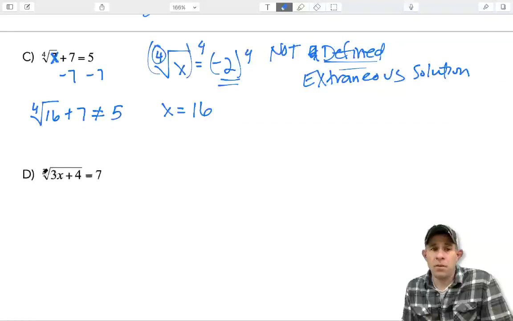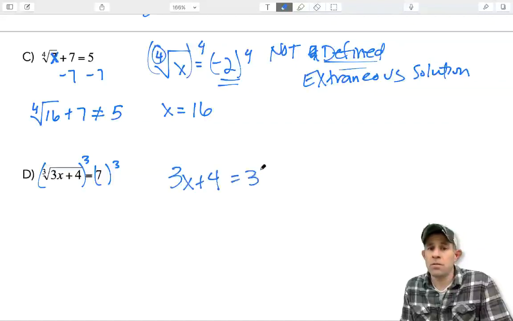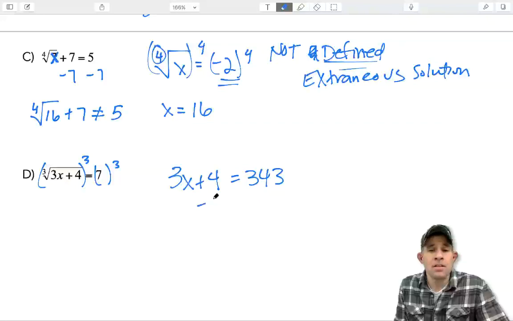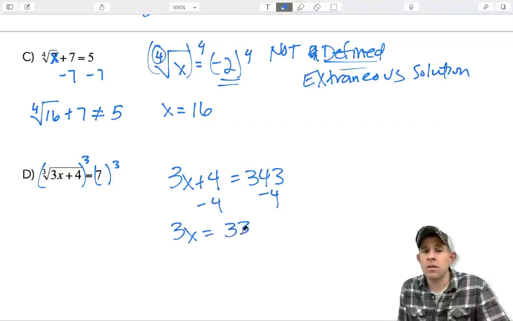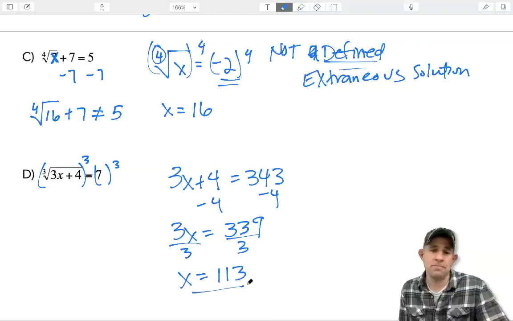All right, final example here. We got the cube root of 3x plus 4 is equal to 7. So we're going to start by undoing the cube root, take 7 and raise it to the 3rd power. That gives us 3x plus 4 is equal to 343. Subtract our 4, that gives us 3x is equal to 339, and then divide both sides by 3, and x is equal to 113.